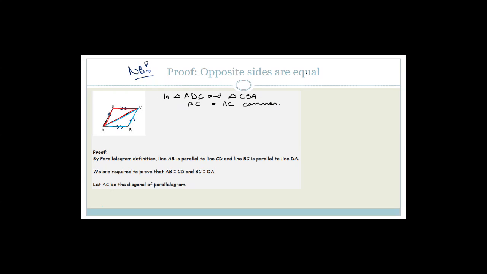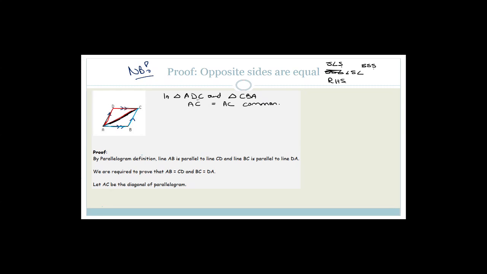Let's think about this. We're trying to prove congruency. So we have side, angle, side. We've got side, side, angle. We've got right angle, hypotenuse, side. And we've got side, side, side. And angle, side, angle. So now we have this side that we have said is equal.